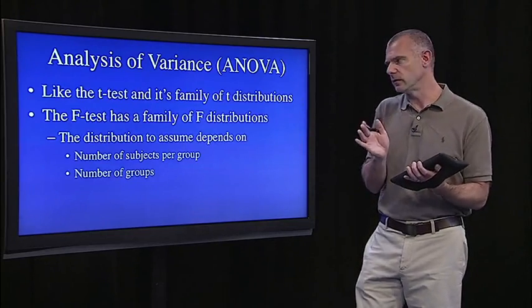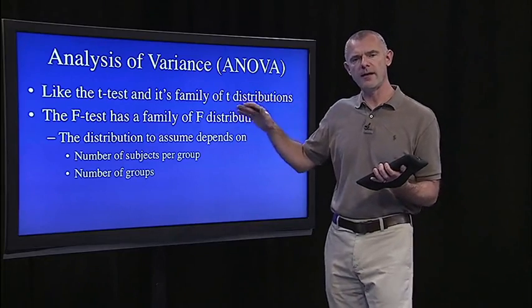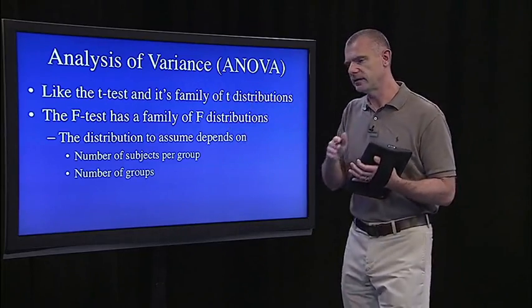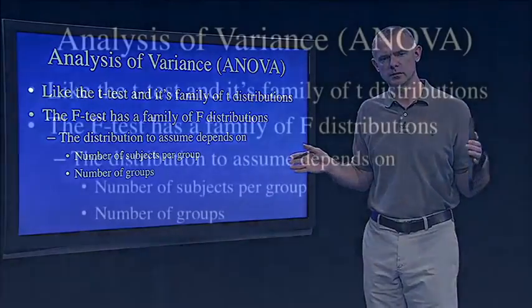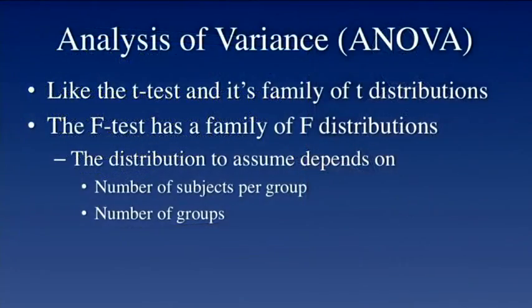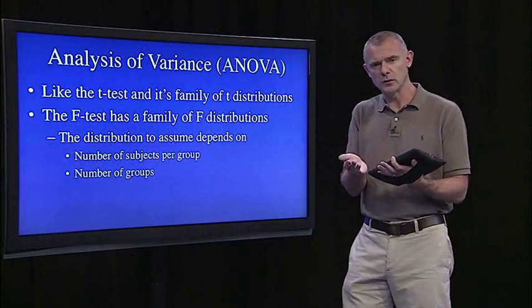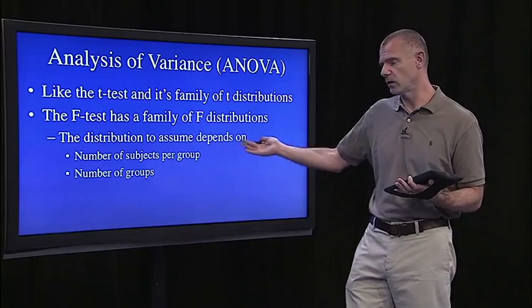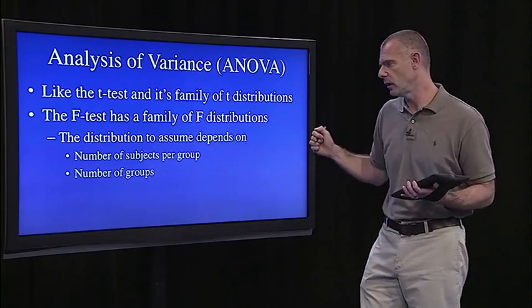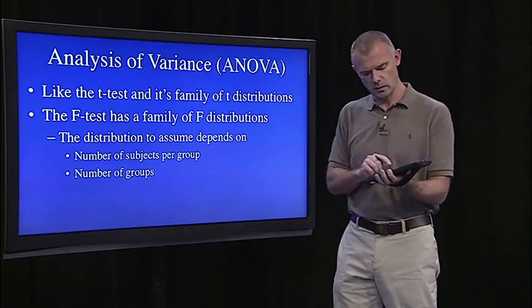Like the t-test, the F ratio or the F test has a family of distributions. In the t distributions, there is a family of t distributions, and we could get p-values associated with t-values depending on degrees of freedom. Same thing with the F test. There's a family of F distributions, and which one of those distributions to use depends on the number of subjects, just like in a t-test, but also the number of groups.